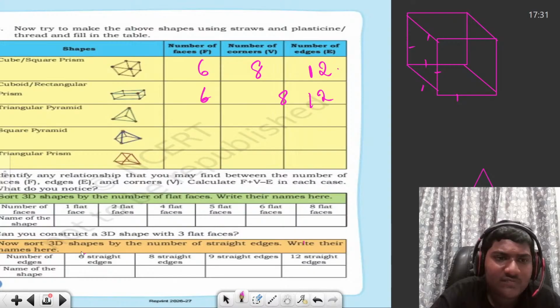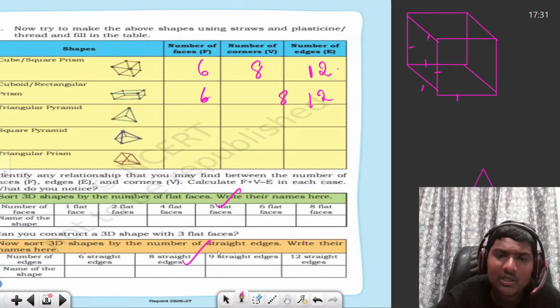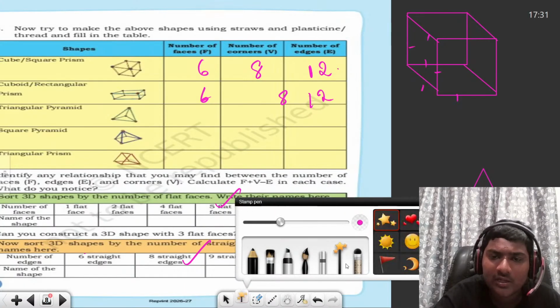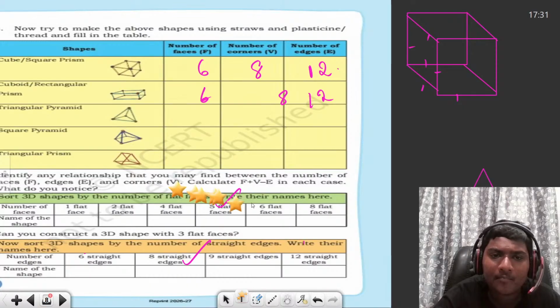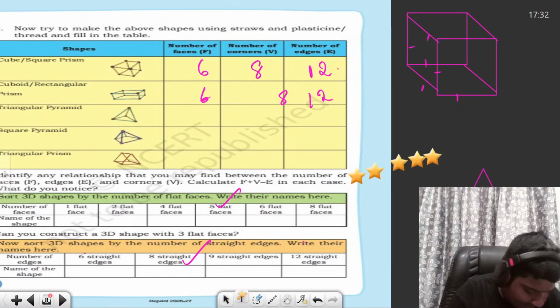So this will be your homework, children. Try to learn all these things, which are very important. You must learn. Don't waste your time. These are very, very important. I'm giving you the name of the shape. Yes, I'm giving the answer.